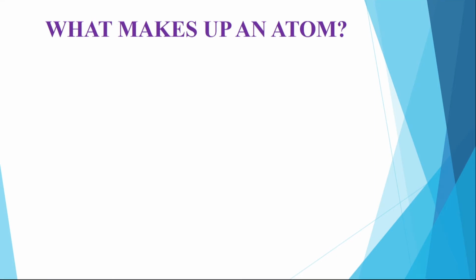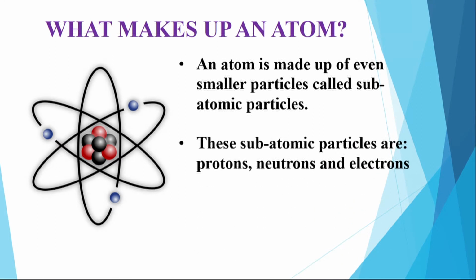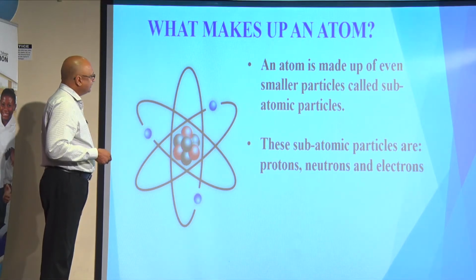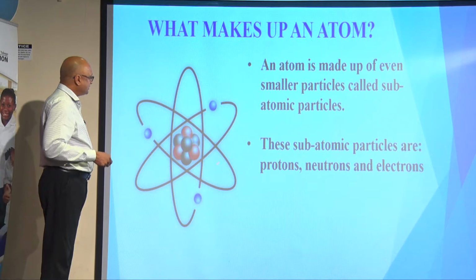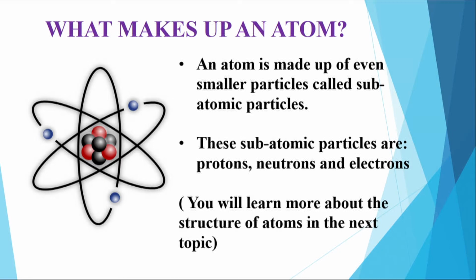What makes up an atom? An atom is made up of even smaller particles called subatomic particles. These subatomic particles are protons, neutrons, and electrons. Your protons and your neutrons are in a region called the nucleus within the atom, and your electrons orbit around your nucleus. You will learn more about the structure of the atom in the next topic.